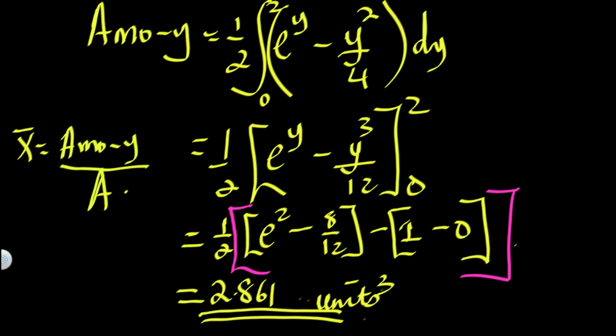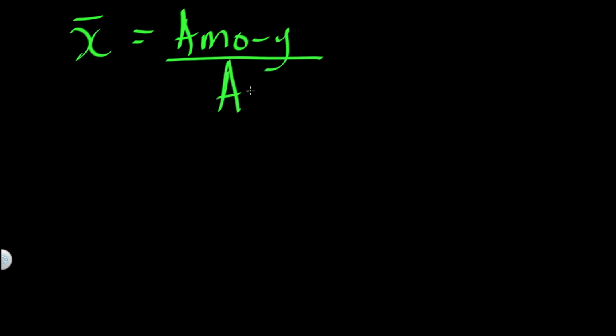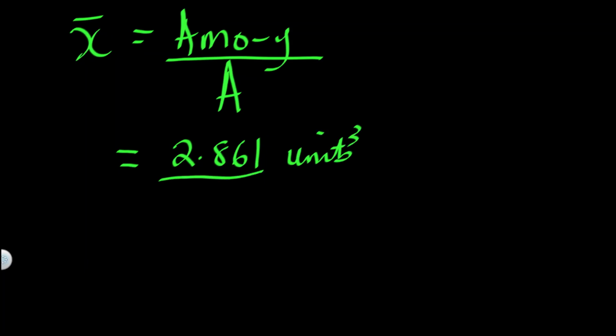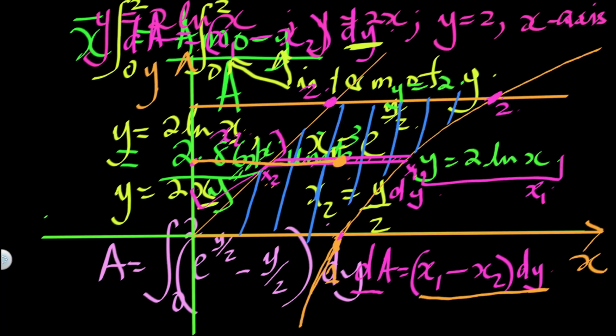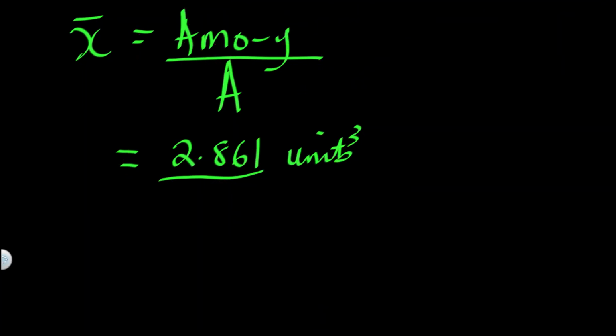All right, now let us finalize that. Now x bar, as we said, is equal to A mo-y over A. We know A mo-y, we just copied it. It is 2.861 units cubed over the area that we calculated. So we need to find the value of the area that we calculated. I think we have it here. Let's check.